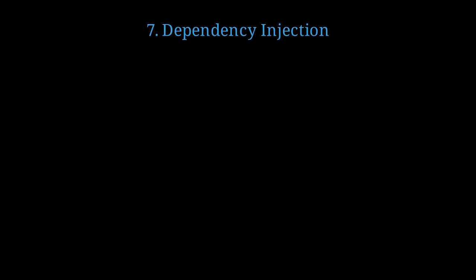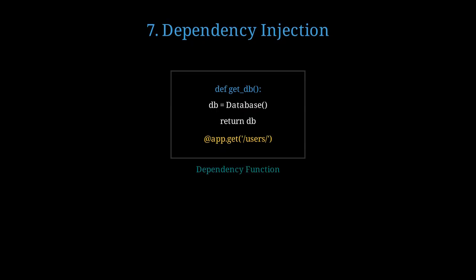FastAPI has a powerful dependency injection system for sharing logic across endpoints. You can create dependency functions that FastAPI will automatically call and inject into your endpoints when needed. Use the Depends function to tell FastAPI to inject the result of your dependency function into the endpoint.